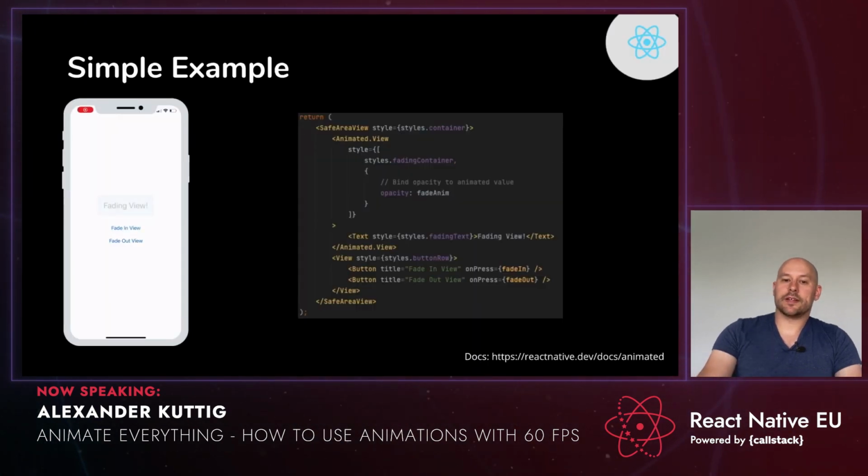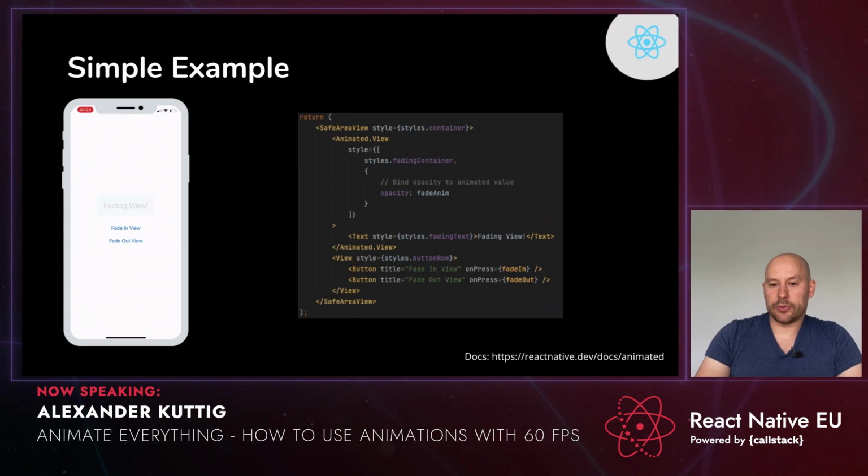Here we see a very simple example, but it's good to explain how it works. I've taken this from the official React Native documentation, and as I say, it's very easy. So we have this view, which is declared as animated view. This basically means that we can use animated values in the styles of the view.